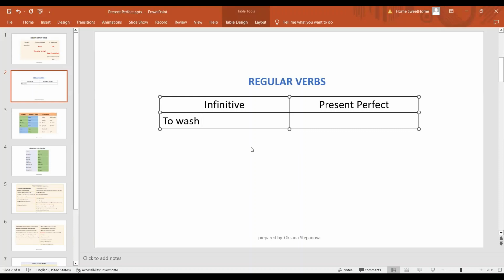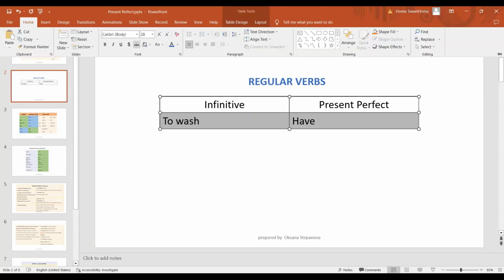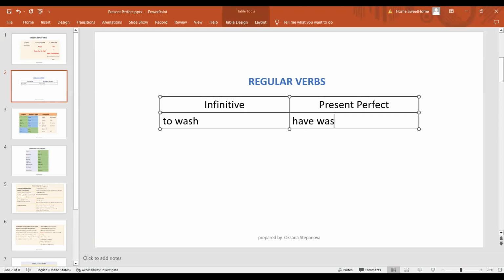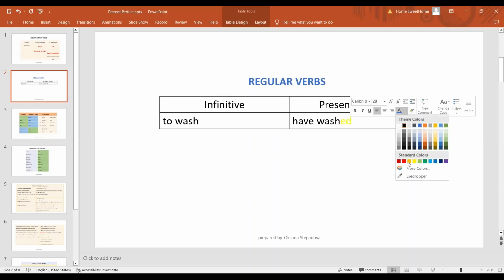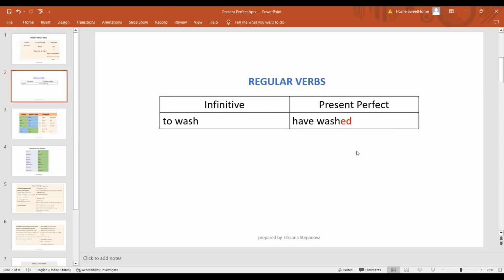To wash, for instance. In present perfect, we put it with the verb have, and we get wash plus suffix ed. Have washed. So you can see this suffix. Have washed.